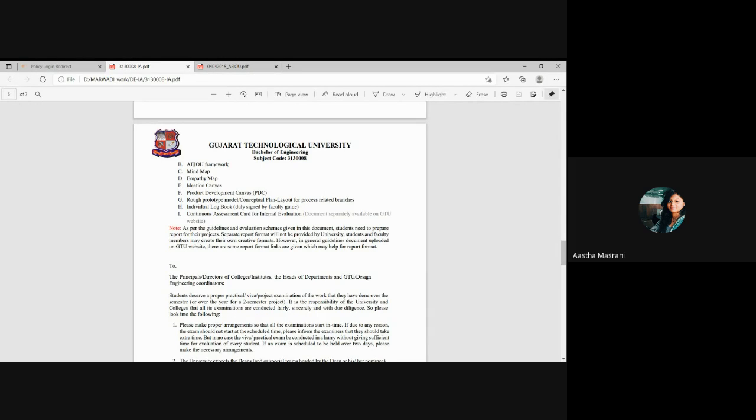Ideation canvas, PDC, IDC, empathy mind map.